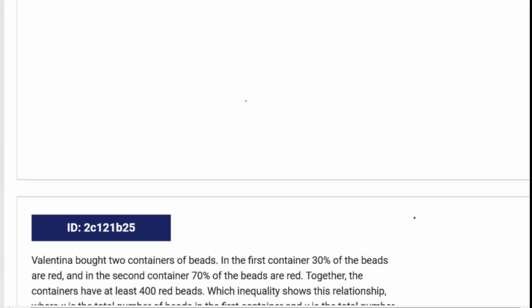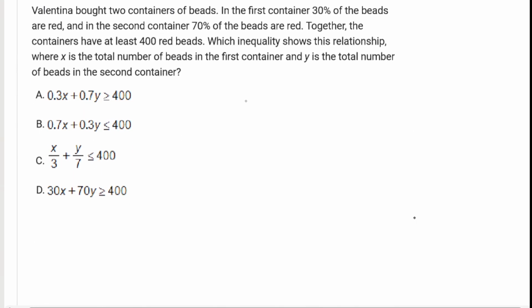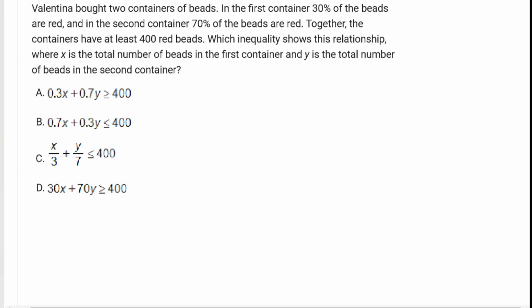We're going to move on to the next problem, a lovely little word problem. If you look at the choices, you're going to discover that this word problem is actually not an equation, but rather an inequality, because we have these greater than or equal to as well as less than or equal to symbols. So that's the first thing you might want to notice. And one of the phrases that show up in inequality word problems is the phrase at least. And we see that phrase right here when they said that the containers together have at least 400 red beads.